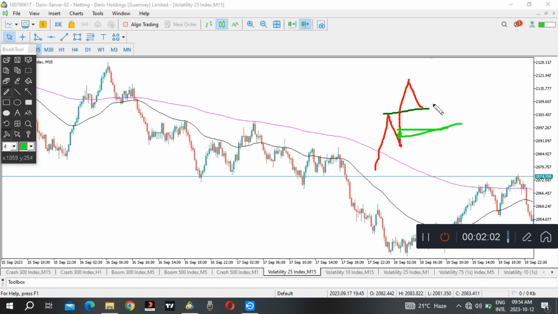If there's a moving average also, maybe slightly below, let me just use another color over here, maybe purple. So let's say there's a moving average here and another one maybe over here, maybe there's a moving average over here also. So these are the two types of setups that I want to enter.